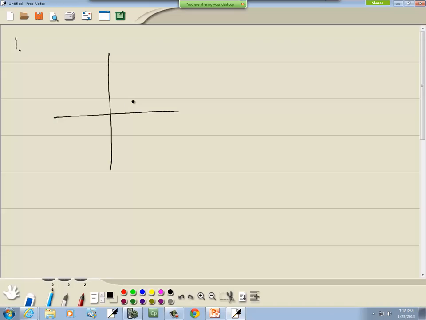Have our graph, 1, 2. And the graph is coming up something like this. Like that. Okay, so this is 2, this is 1, and this is 1. Okay, part A.